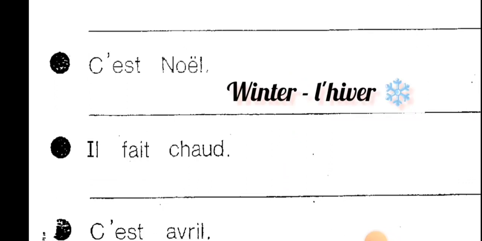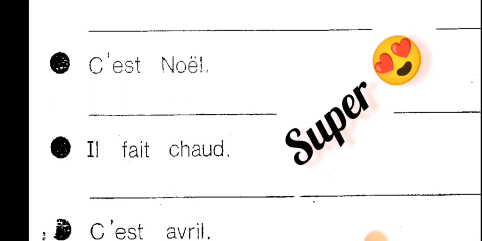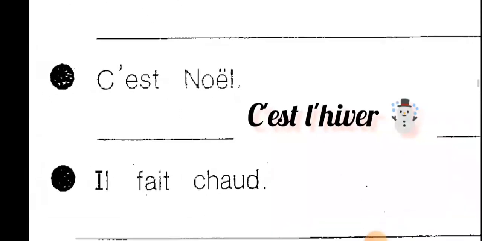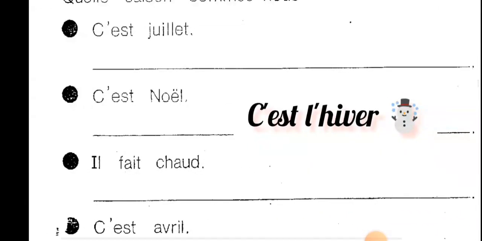Now, what season does Christmas always fall on? Very good. Again, you realize it is during winter. And now, how do we call winter in French? Super, that's good. The winter is called l'hiver. C'est l'hiver. We're going to do that for the next one as well.